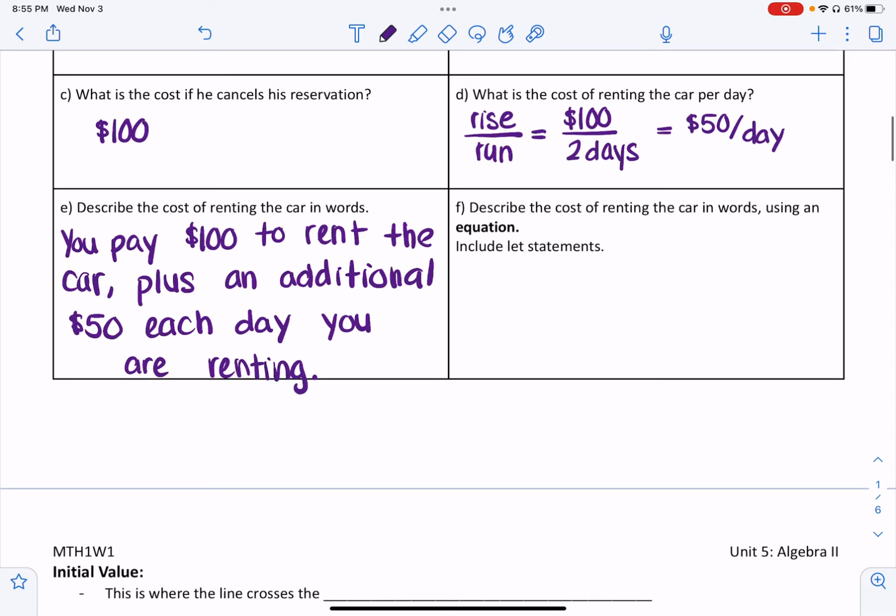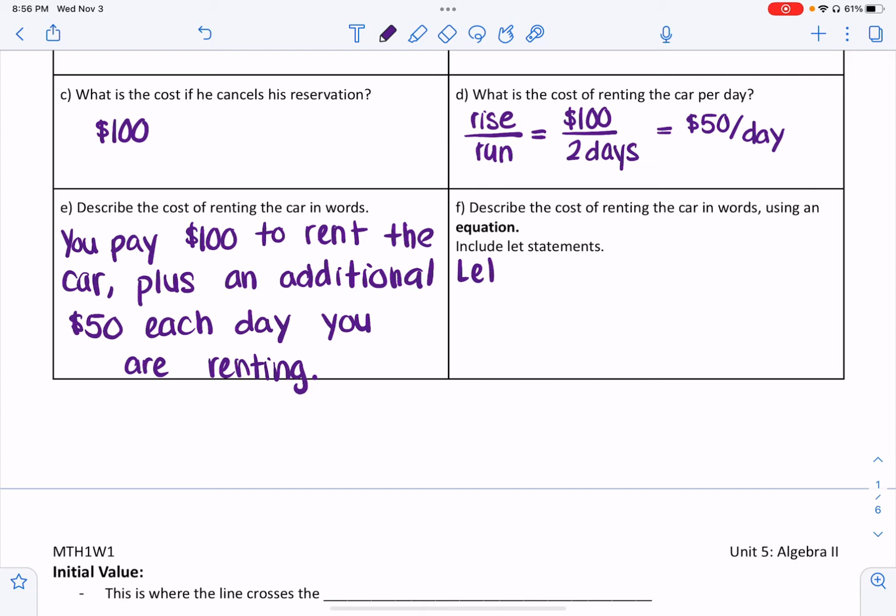So now that we've set that up in words, we want to set it up in an equation. So we want to think about how our cost and the number of days are related. To do this, we're going to use let statements just like we did when we were building our equations. So I'm looking at cost and days. Now you can pick whatever letters you'd like for this.